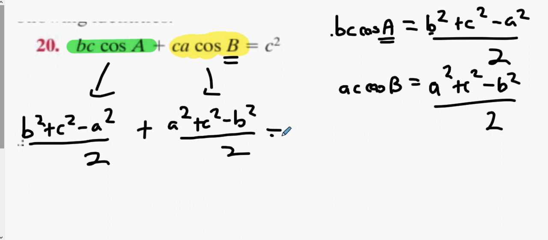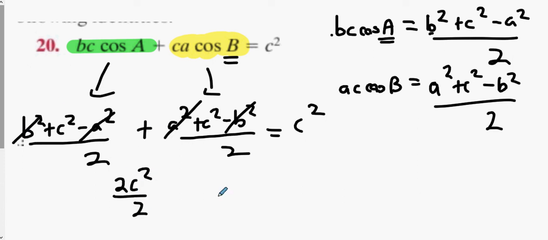Now what cancels? Cancel with that. Cancels with that one. And what's left over? 2c squared over 2. And what's the answer? Off you go. Yeah, it's grand, is it?